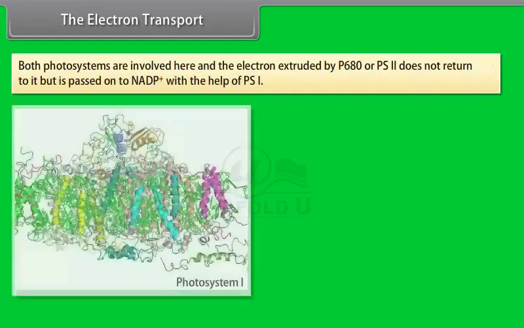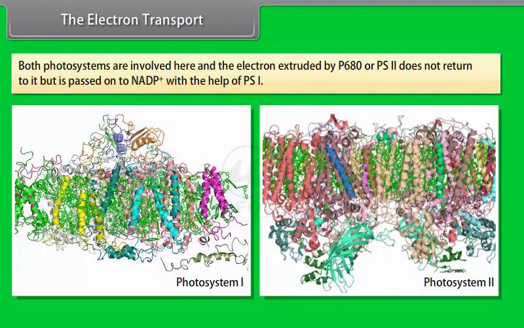The electron transport. Both photosystems are involved here, and the electron extruded by P680 or PS2 does not return to it but is passed on to NADP+ with the help of PS1.